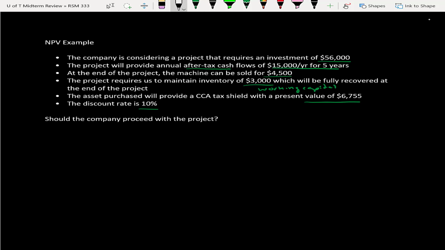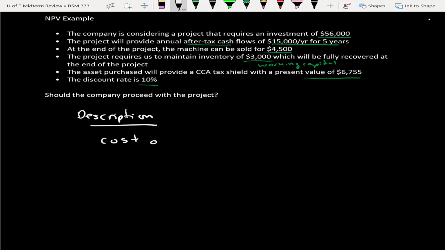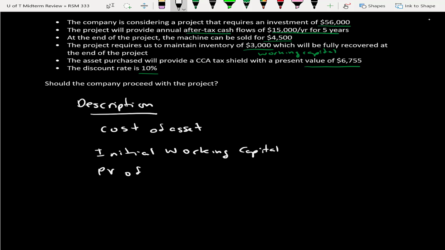Okay, so the question, I would say, we would lay it out the same way as I did before. So let's write the description of each item, and we can fill it in as we go along. So there's the cost of the asset, and then there's the initial working capital, and then there's going to be the present value of the after-tax cash flows. Okay, so the cost, let me write the directions down as well. The cost of the asset and the initial working capital are going to be negative, the cash outflows. And then the money that we receive from the project will be a positive, as will the present value of the CCA benefits.